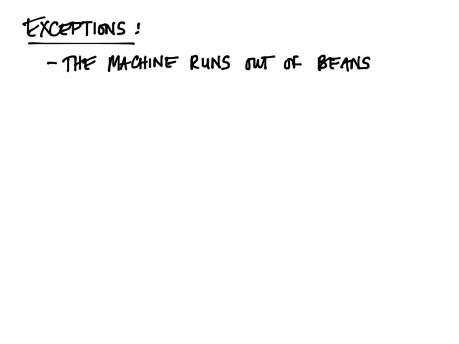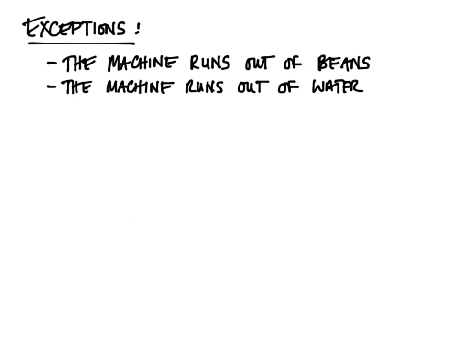So we need a few more things to talk about the use case in its full extent. So there are a few things that could go wrong. The machine can run out of beans. This is not good. Then our coffee won't taste very good. Another thing the machine could run out of is water. If the machine runs out of water and tries to pump air through the boiler, then bad things could happen.